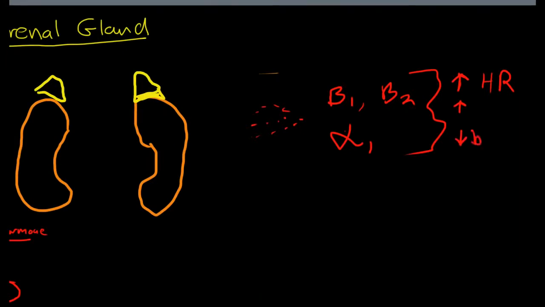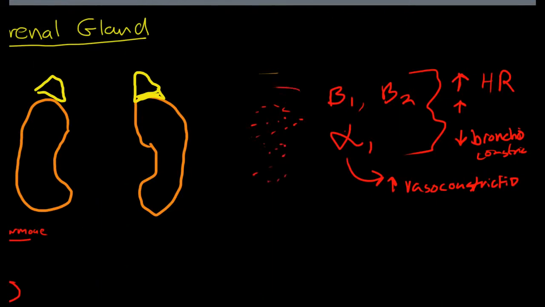You have decreased bronchial constriction, and you have increased vasomotor tone, or increased vasoconstriction. And those effects occur by norepinephrine reaching those receptors via the bloodstream. Okay.